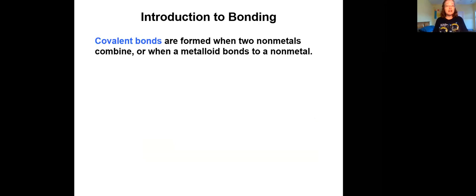Like I said, we're going to talk just a little bit about covalent bonds in chapter 3, then we'll return to them in chapter 4. Covalent bonds, co meaning to share, like a community or a co-op or cohabitating in the same home. Covalent, where we have the word valence for valence electrons. Covalent bonds are formed when two nonmetals combine or when a metalloid bonds to a nonmetal. Because again, the metalloids are very similar to the nonmetals when it comes to bonding.